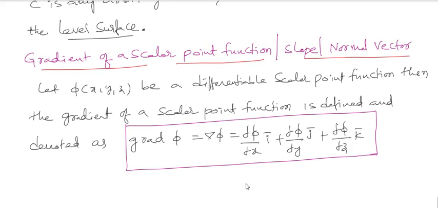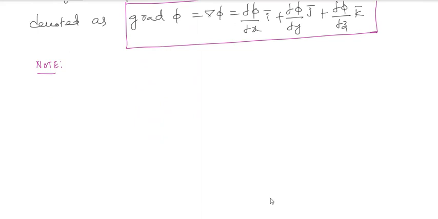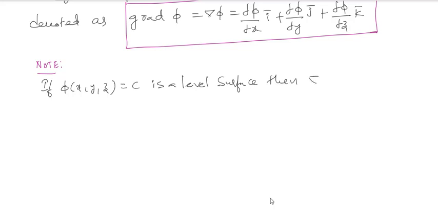Alright, so let me take a note point here. Actually, one note point you have to keep in your mind. If phi of x, y, z equals C is a level surface, then del phi is a vector. Del phi is a vector normal to the surface.